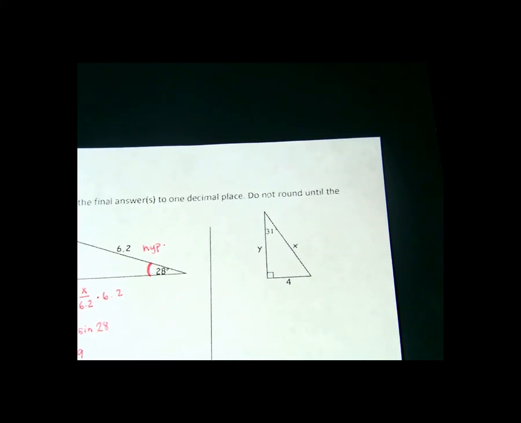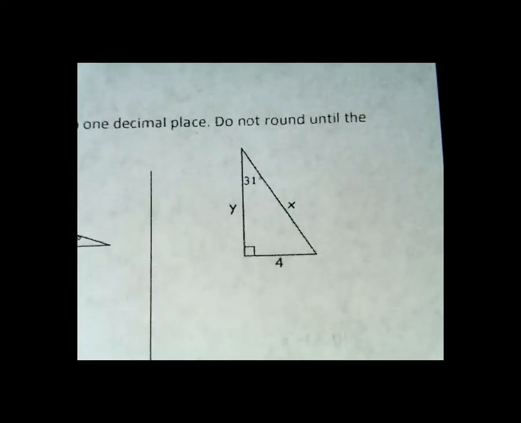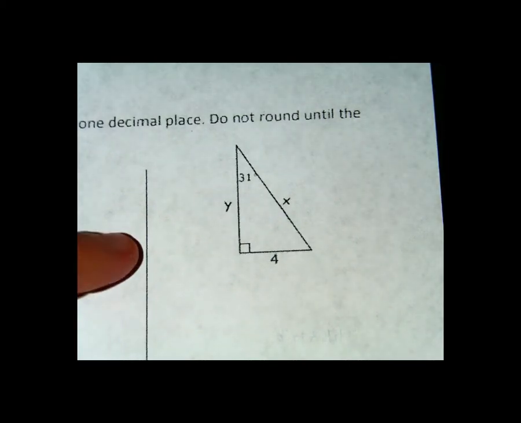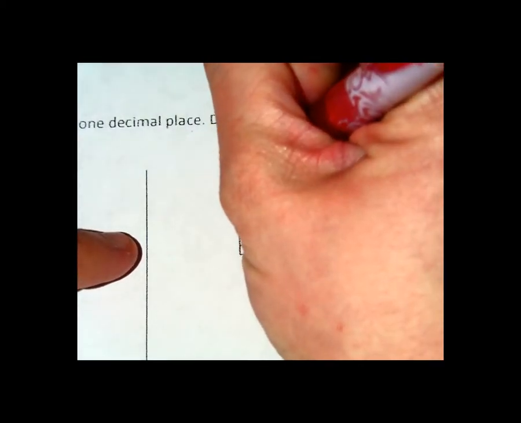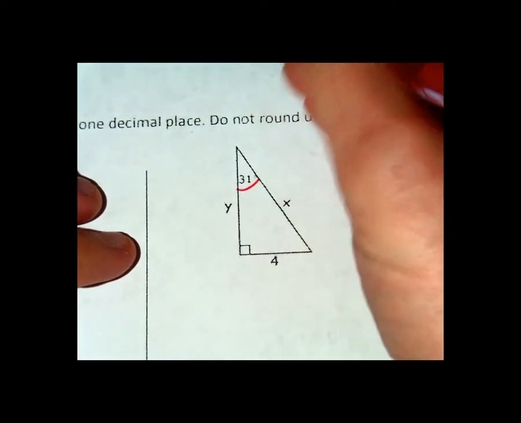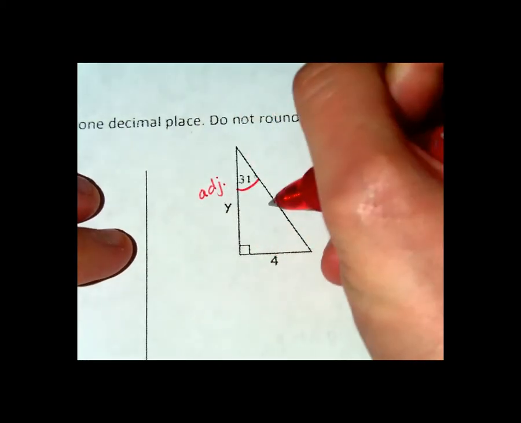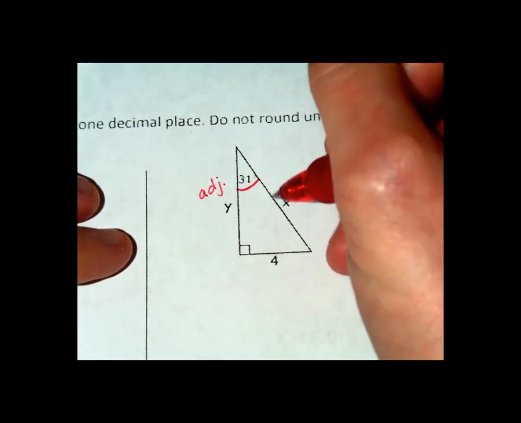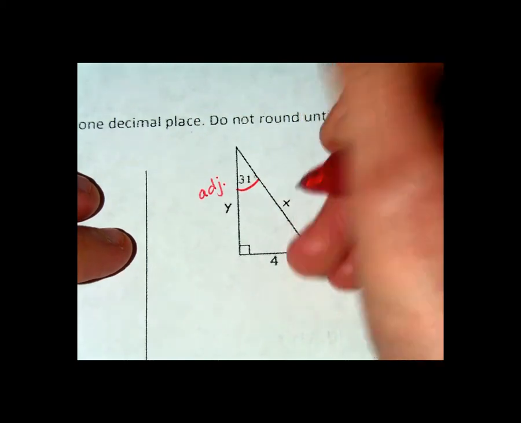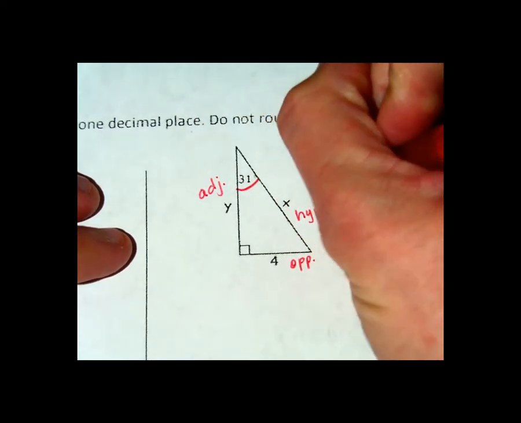Alright, the third example on number 4. They're all numbered like that, I have no idea why. Which one did you find first, x or y? Y. Okay, some of you like to say that's easier. You found y. The one angle that I'm given is 31. What is y compared to 31? Adjacent. Of course, you do not have to label yours, but for some people that helps. What is 4? And while we're at it, x is the hypotenuse.